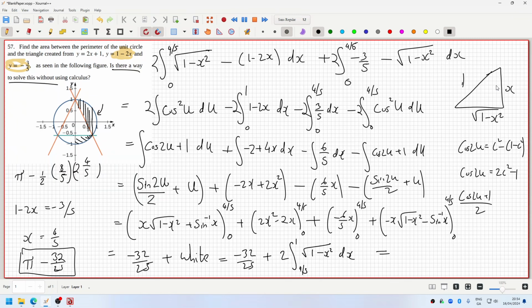But I don't know. Will this work out to be pi? Let's see. Oh, but I forgot actually. I multiplied by 2. So actually what I have so far is this. So actually this one should be multiplied by 4.